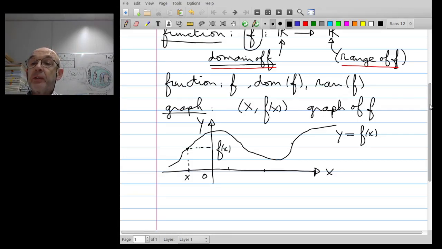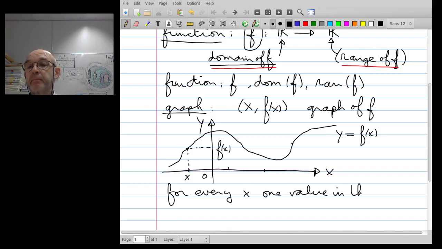And you see for every x, one value in the range. That is of importance: for every x, one value in the range.